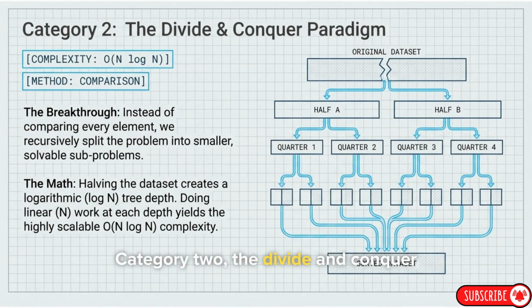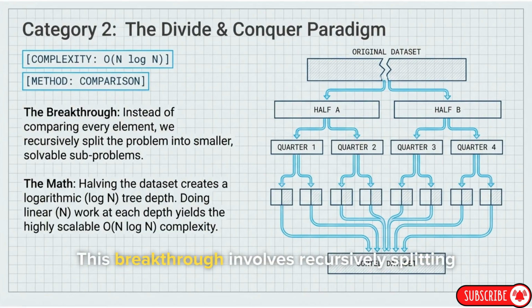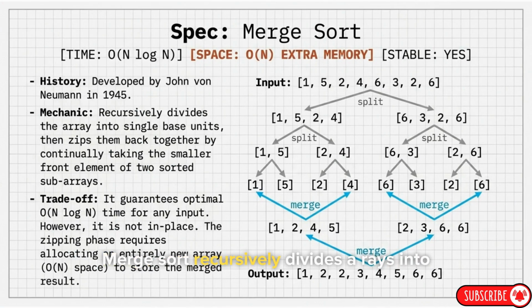Category 2, the divide-and-conquer paradigm, achieves O(n log n) complexity. This breakthrough involves recursively splitting the problem into smaller subproblems, creating a logarithmic tree depth. Merge sort recursively divides arrays into smaller pieces until only single elements remain. Then it merges them back together in sorted order.